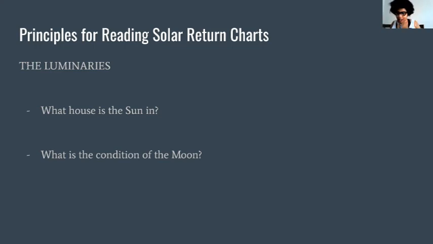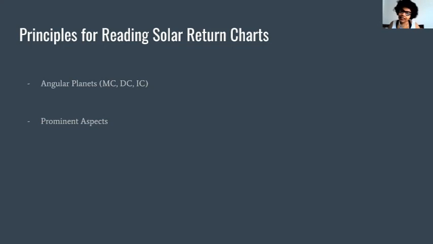And then other things in the chart will point to the specific topics that will be making you feel that way. After looking at the ascendant and examining the luminaries, the next step is to look at the other planets. So it's kind of like a 1, 2, 3 step: ascendant, luminaries, other planets.